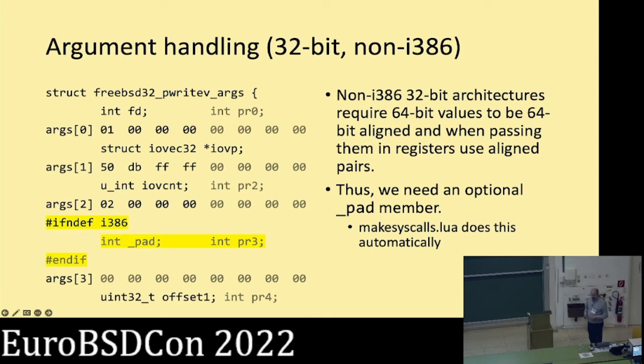Now, turns out it's a little more complicated than that. And this is one of the things that makes everything weird, and used to make syscalls.master really strange. Is that on 32-bit platforms that aren't i386, 64-bit integers are strongly aligned, and that includes in the calling convention and in the registers in the calling convention. So we actually have to add some padding in order to align the 64-bit parts, even though they're split into two pieces. And that gets inserted automatically. You don't have to think about it anymore, thankfully.